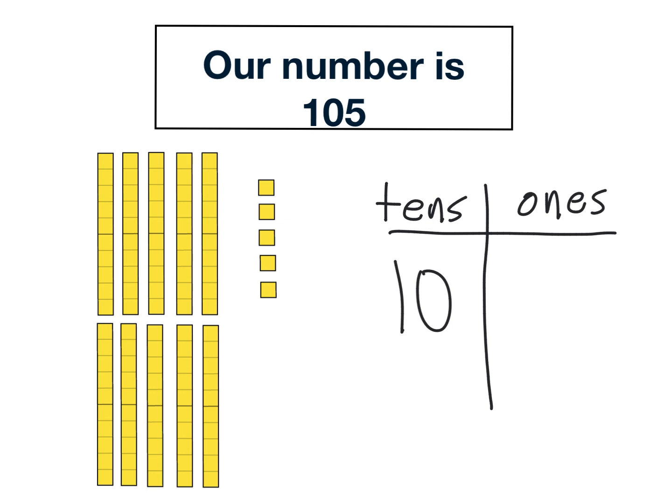Moving on to the ones position. We have 1, 2, 3, 4, 5. We then put a 5 in our ones place because we had 5 single units, creating the number 105.